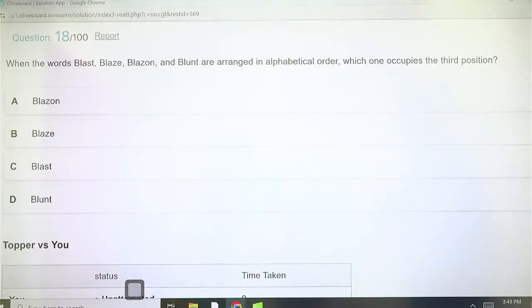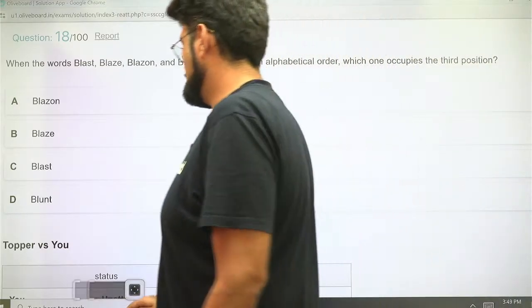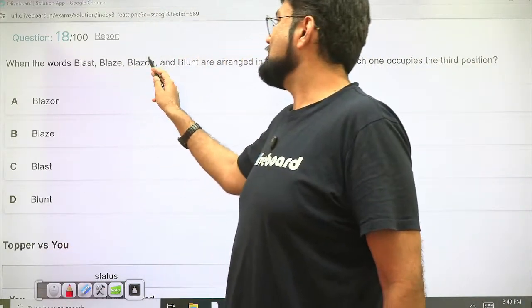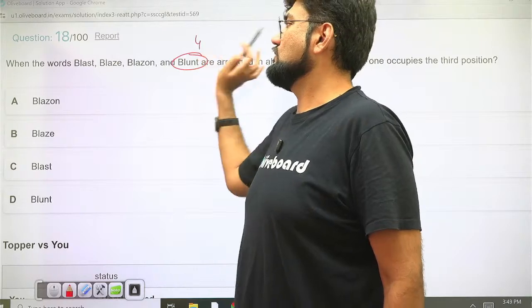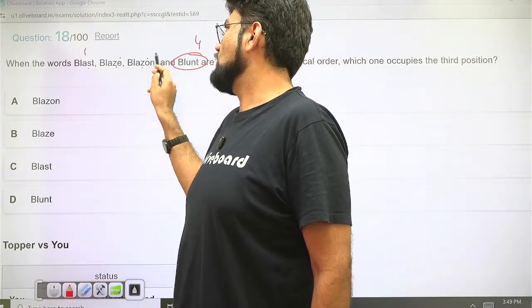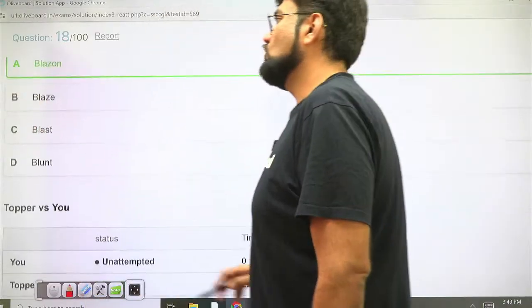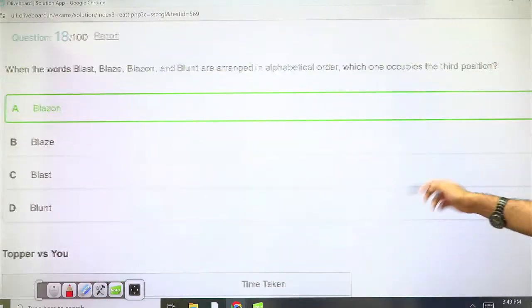When the words blast, blaze, blazon and blunt are arranged in alphabetical order, which one occupies the third position? See, quickly observe them. So BLA, BLA, BLA, BLU. This is the last one, 4th one. Not bothered about it. BLAS, this is the first one. ZZ, ZE, ZO. Blazon is the third one. Option A. Cool? 22 seconds.